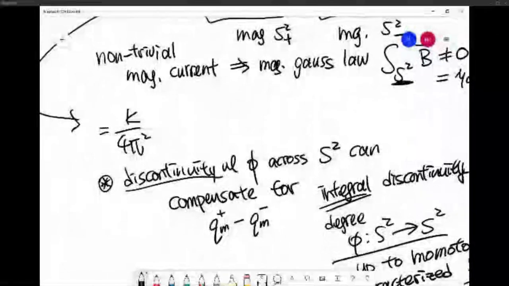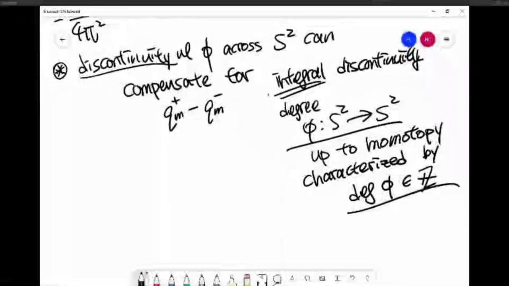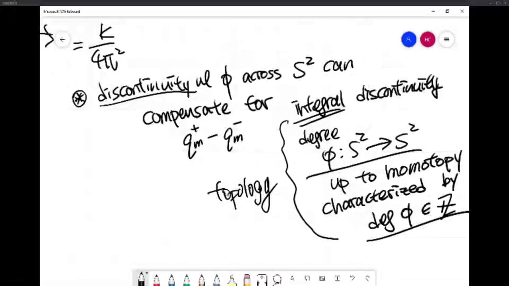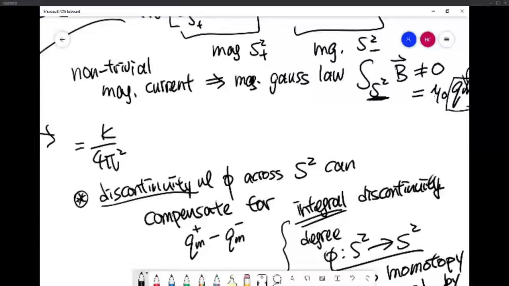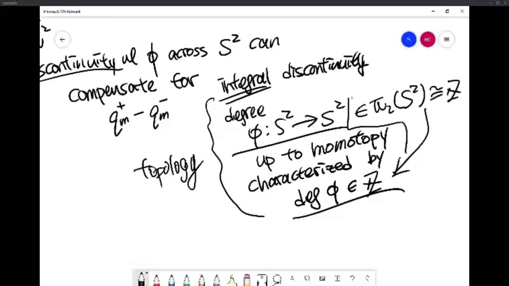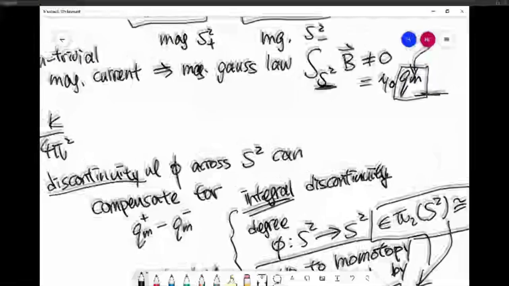Okay, so this is really the key point. That's where the topology comes in. The main point is that I allow my gauge transformation to have integral discontinuity up to the degree of S2 to S2. This is, of course, in pi 2 of S2, which is Z. But again, you guys don't need to know this. Just know that there's a way to characterize maps, to characterize gauge fields like this.